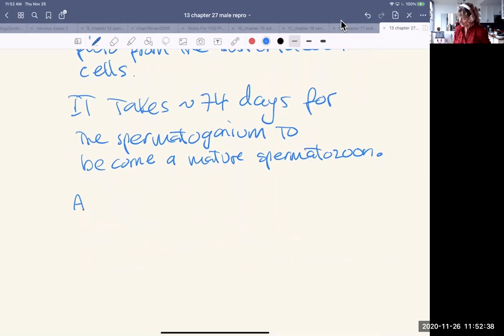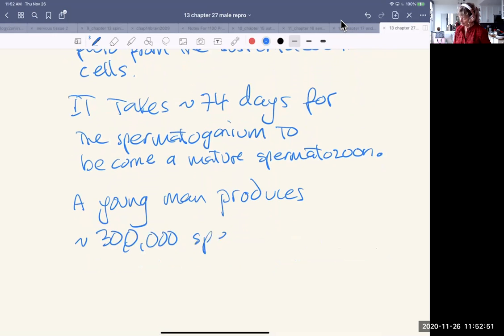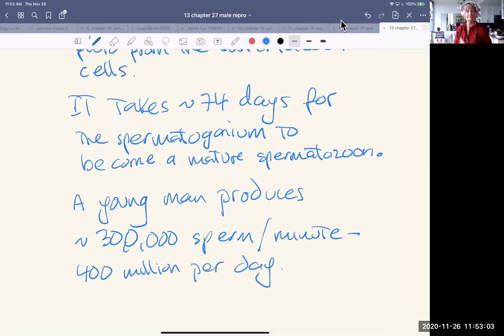So a young man produces about 300,000 sperm per minute. That is about 400 million per day. And then they last, if not ejaculated, about 60 days that they're viable, but then they are reabsorbed into the body.